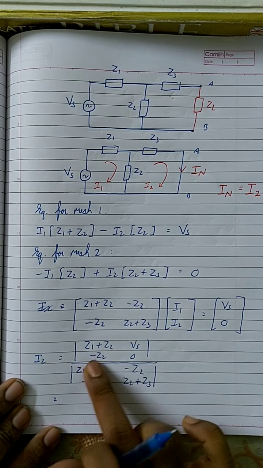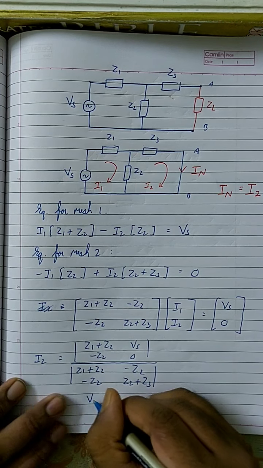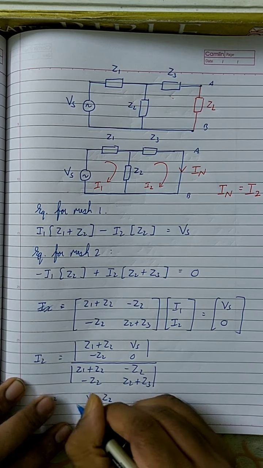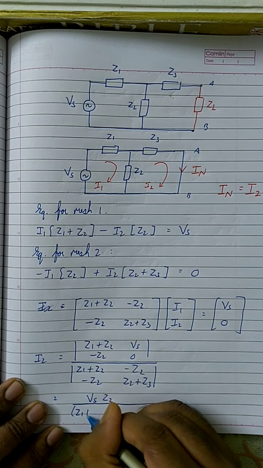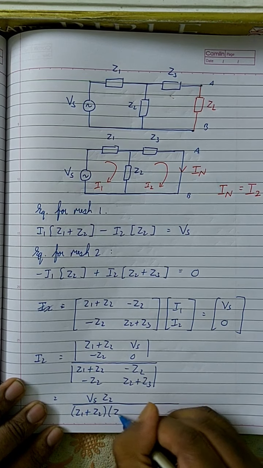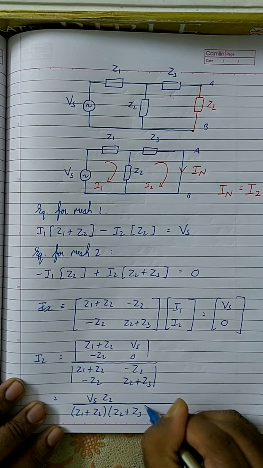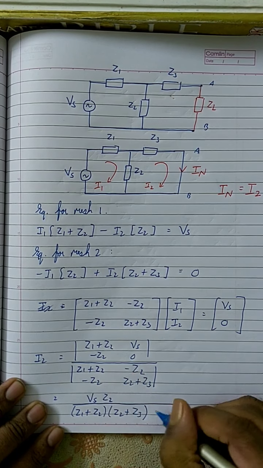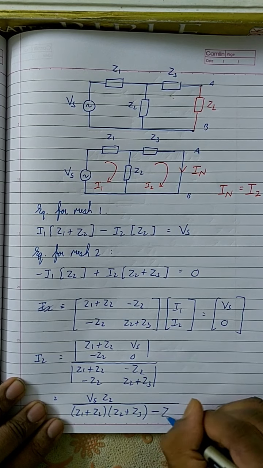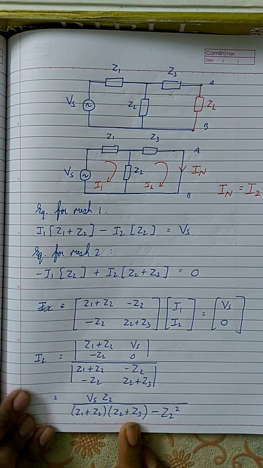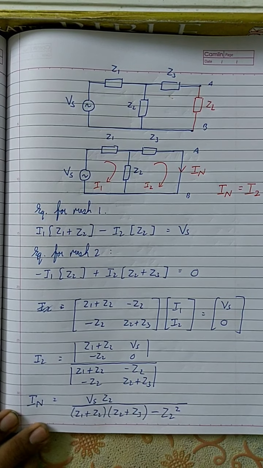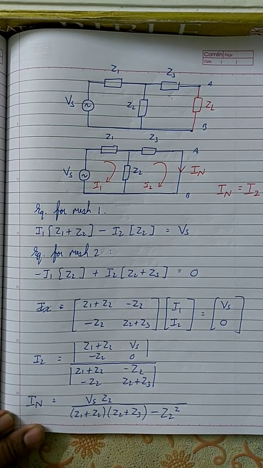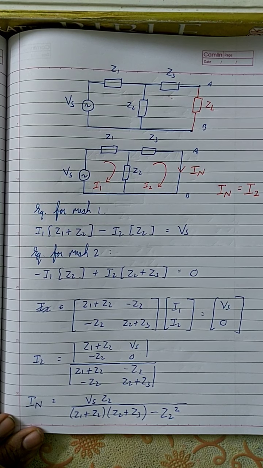This into this is 0, minus or minus becomes plus, so the numerator is Vs Z2, by, and what is the denominator? The denominator is Z1 plus Z2 into Z2 plus Z3, minus Z2 square. There you have it. This is I2, or this is IN. This is the equation for finding the Norton's current, IN.